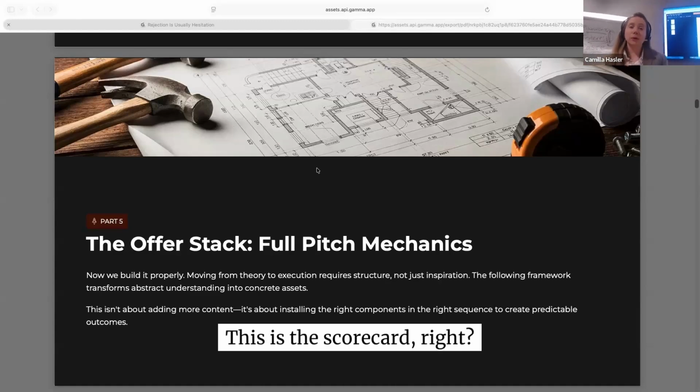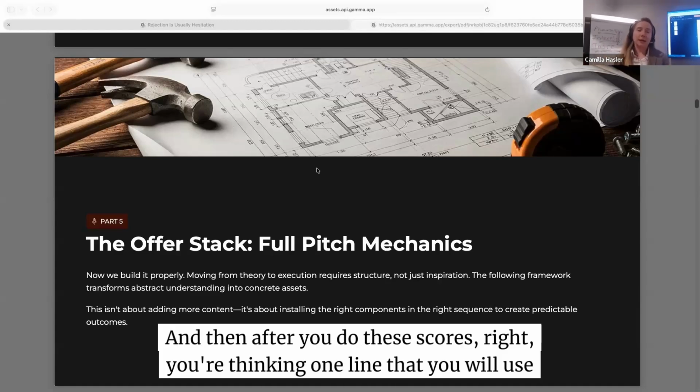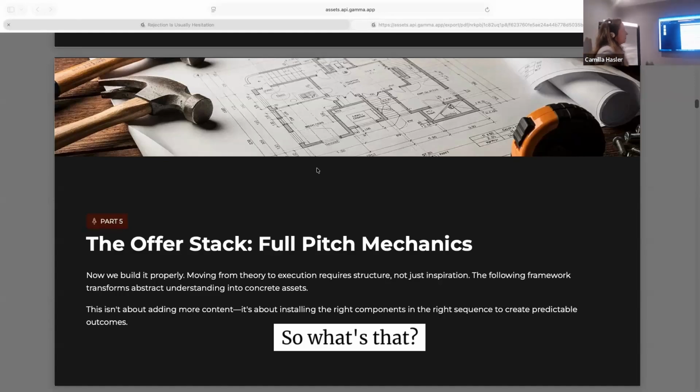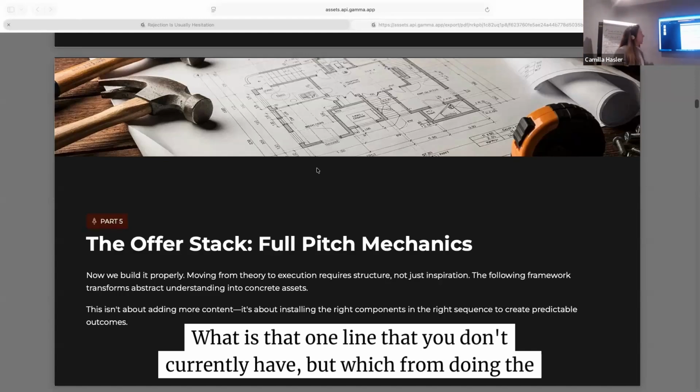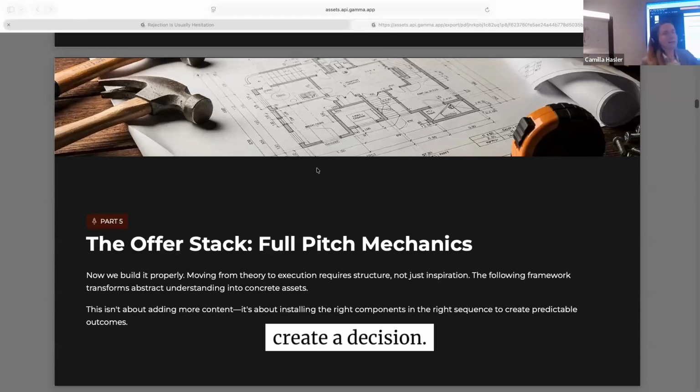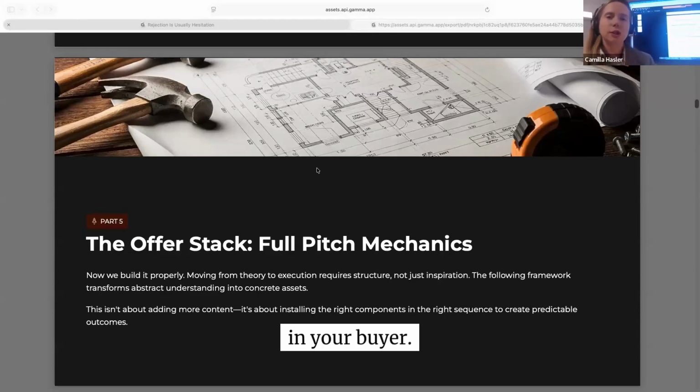Okay, so this is the scorecard. After you do these scores, you're thinking of one line that you will use directly to lead the decision in your buyer. What is that one line that you don't currently have, but which, from doing the pitch self audit, you want to use next time to confidently lead and create a decision in your buyer?